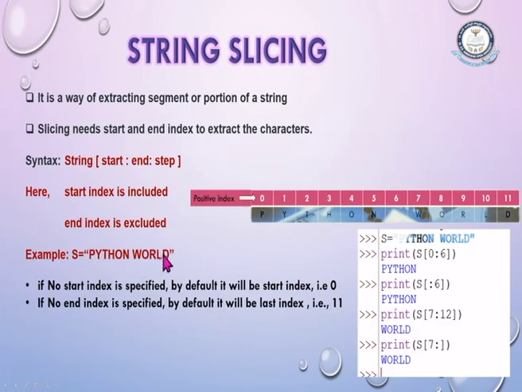So from this slicing operation, you can understand that when the start index is not mentioned, by default it will be 0, and when the end index is not mentioned, by default it will be the end index. But remember, the important thing is the end index is always excluded. That means you will not get the character at the end index, but the start index is always included.